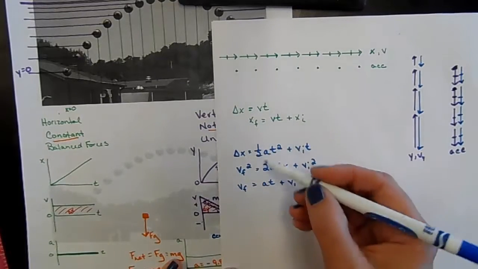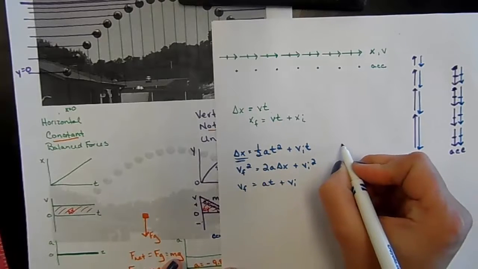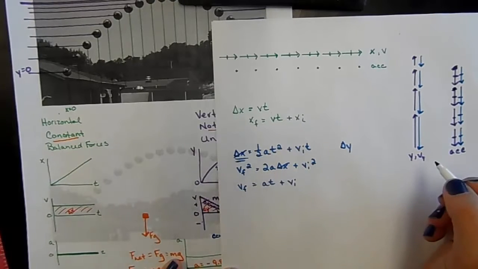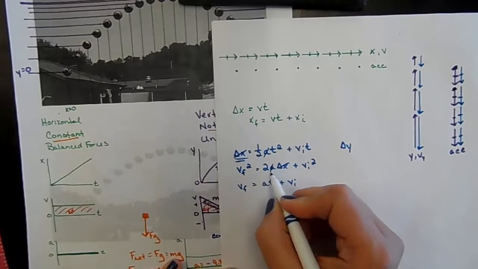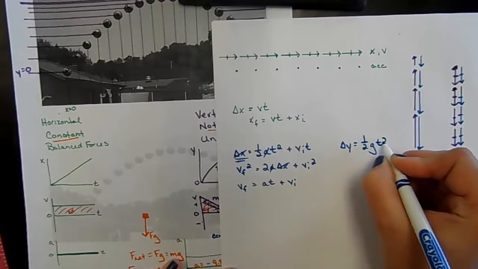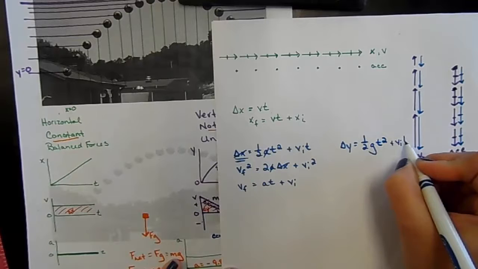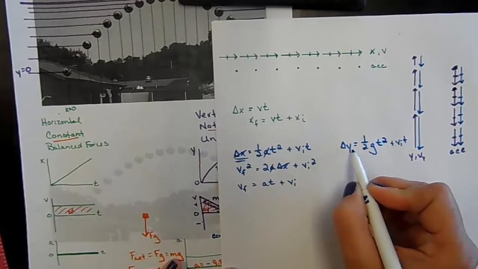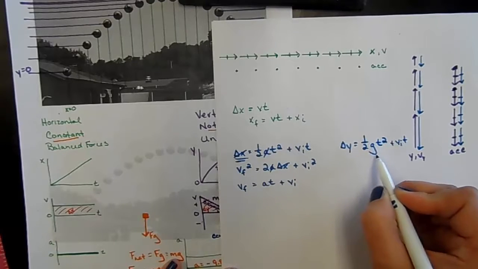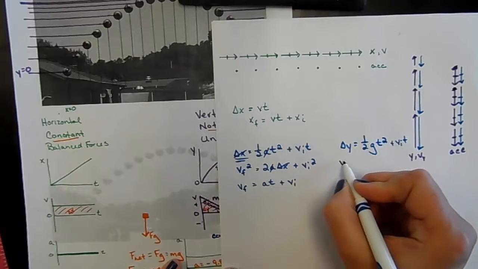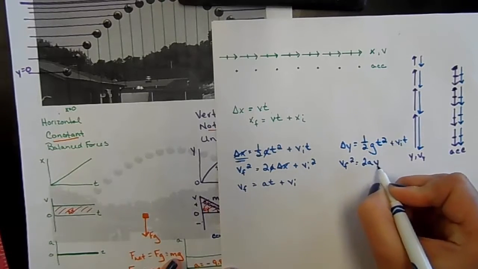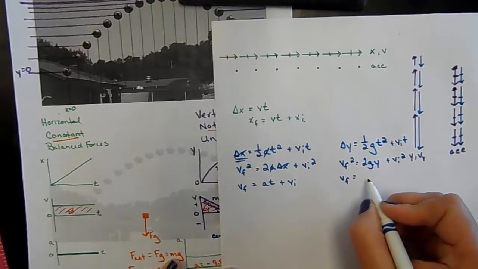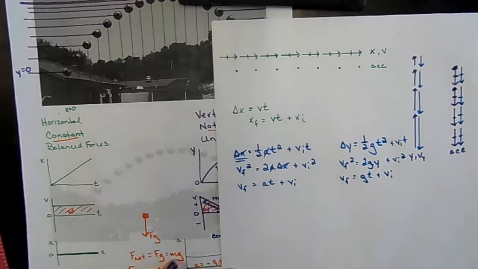Now, since we're moving in the vertical direction, we can change this a little bit. Instead of delta x, we can say delta y. So in all of these, we can change delta x to delta y. We can also change a to little g, because this is going to be a constant acceleration because of gravity. So this equation here becomes, instead of delta x, we're doing delta y, and the acceleration in the y direction is always going to be the acceleration due to gravity. So we can change this one as well to g delta y plus initial velocity squared. And then final velocity is equal to g t plus initial velocity.